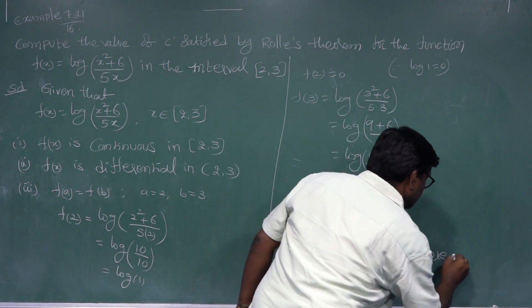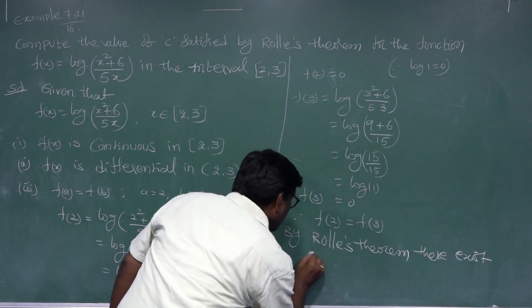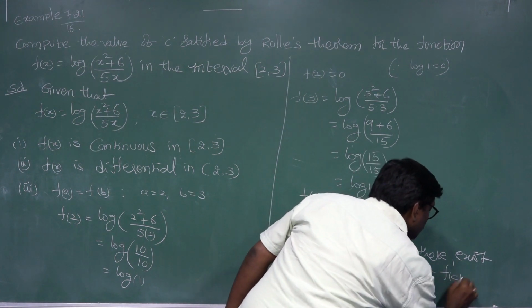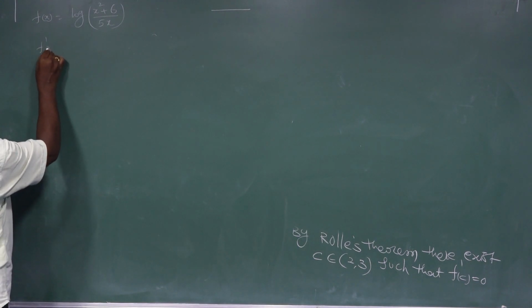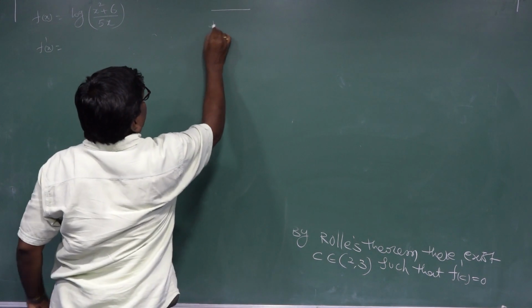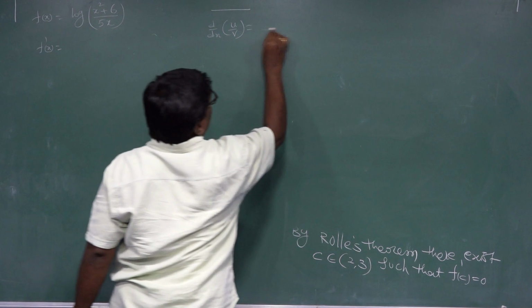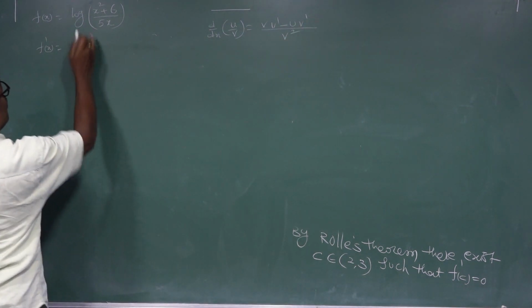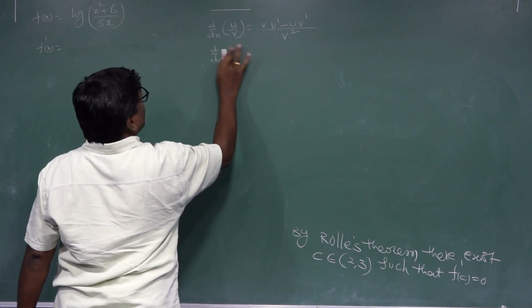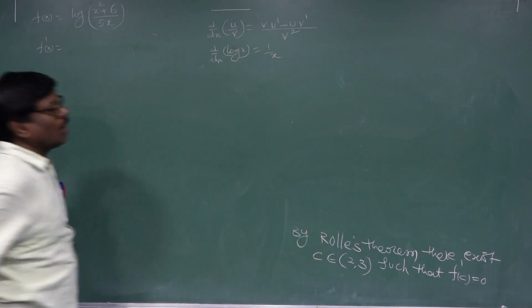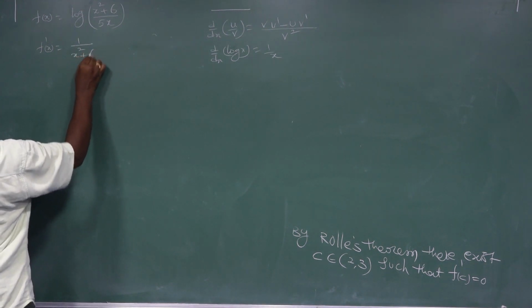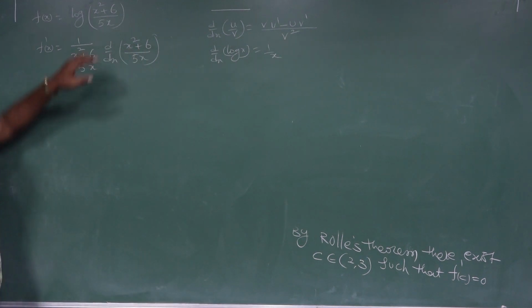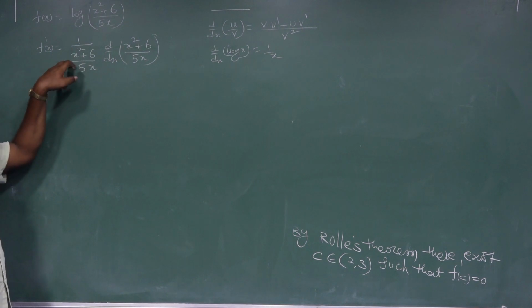there exists c belongs to (2, 3) such that f'(c) = 0. Now f'(x): the formula is d/dx of (u/v) = (v u' - u v')/v². The derivative of log x is 1/x, so f'(x) = 1/((x² + 6)/(5x)) times the inner derivative of (x² + 6)/(5x).